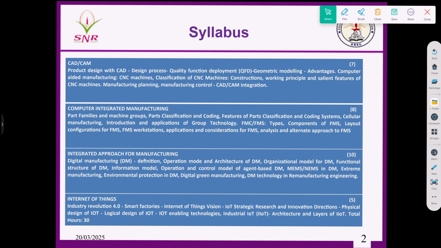The first module is about CAD/CAM, which involves concepts on product design and the machineries used for manufacturing these products. We will also be discussing CAD/CAM integration in the first module.